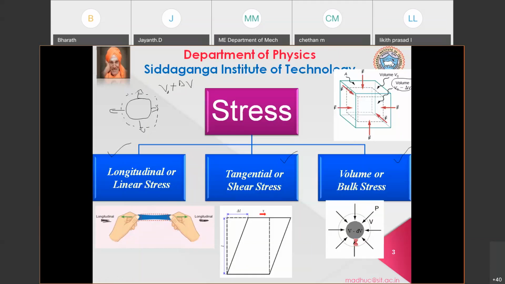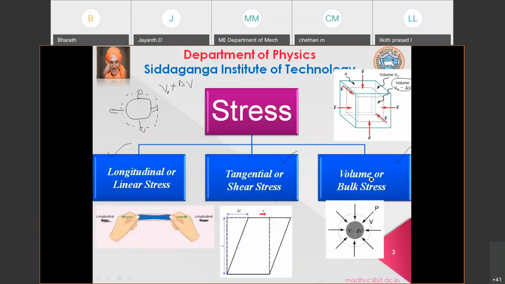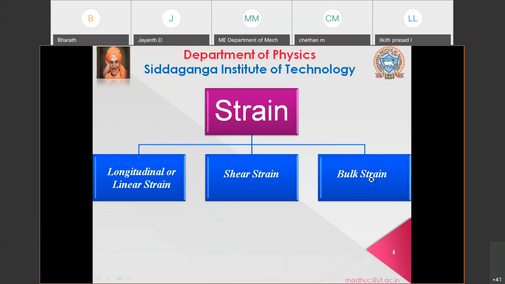So stress and strain are related with each other. For every stress there will be a corresponding strain, which is nothing but your change in dimension. So now we will see what the three strains are.